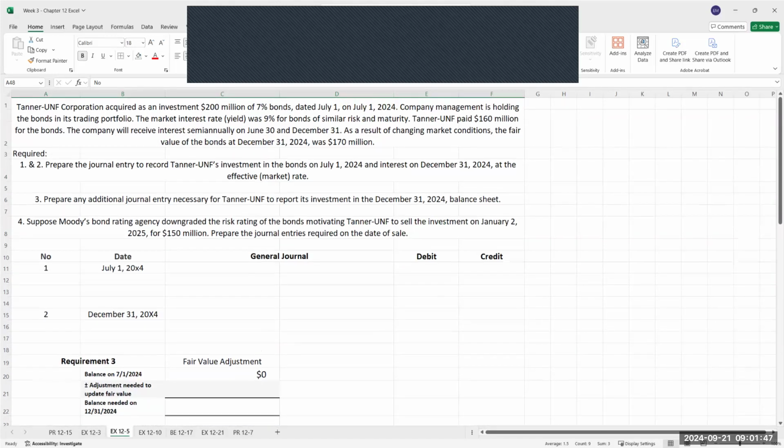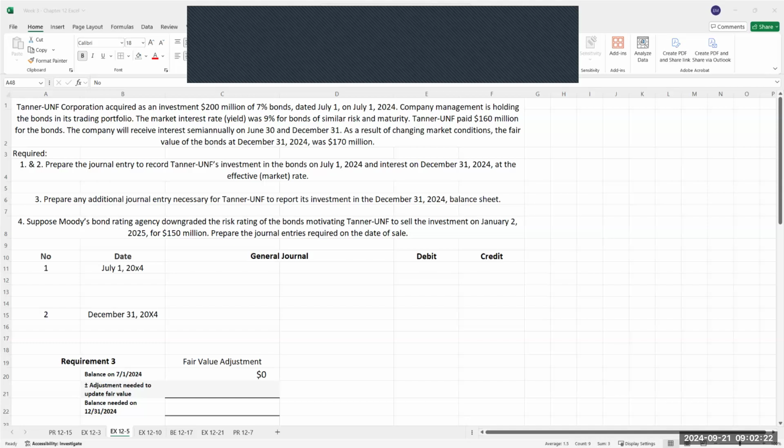So this brings us to our next question. For this question, we have Tanner UNF Corporation, which acquired as an investment 200 million of 7% bonds dated July 1st on July 1st, 2024. Company management is holding the bonds in its trading portfolio. So again, what does that mean? That means that they plan to sell it in the near future for a profit.